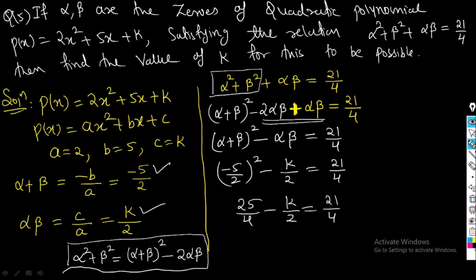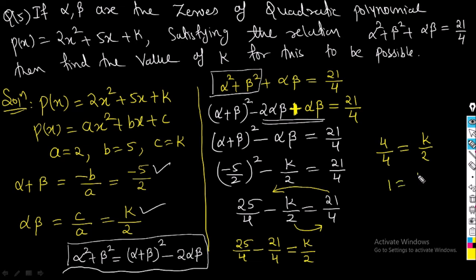Now this 21 by 4 I will transpose to the left hand side. So 25 by 4 as it is, 21 by 4 becomes minus 21 by 4, is equal to this minus k by 2, which I transpose to the right hand side, so it becomes plus k by 2. Now 25 minus 21 becomes 4. So 4 by 4 is equal to k by 2. 4 by 4 is 1, so 1 is equal to k by 2. Multiply by 2. So the answer of k is 2.